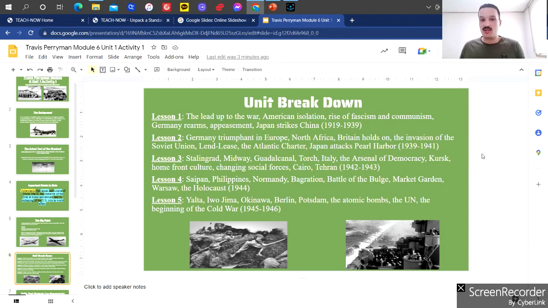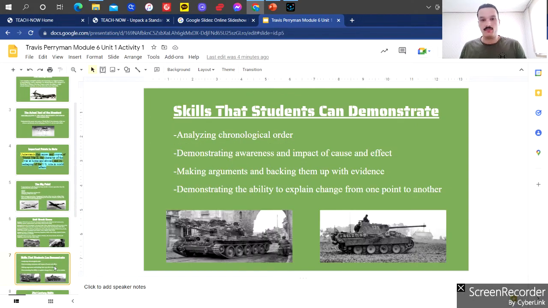And this can easily be accomplished in 5 lessons, with lesson 1 being the preamble of sorts, lesson 2 being initial Axis success and U.S. entry into the war, lesson 3 decisive battles, the U.S. home front, particularly arsenal of democracy, home front culture, and changing social forces, and the start of big conferences that will affect the end of the war and the post-war. Lesson 4 being the Allies closing in and also the Holocaust, and lesson 5 being the final battles, the end, the founding of the UN, and the beginning of the Cold War.